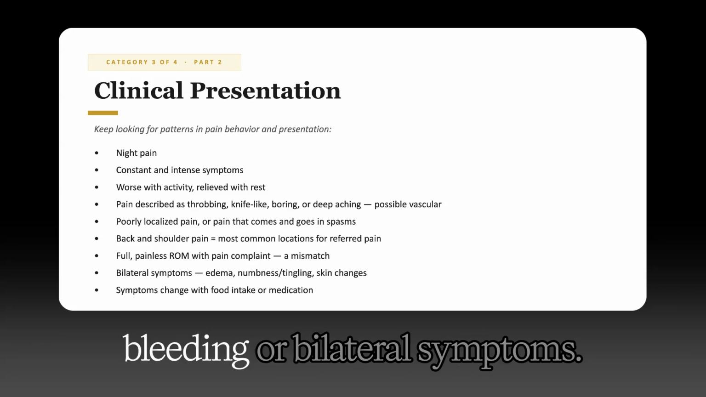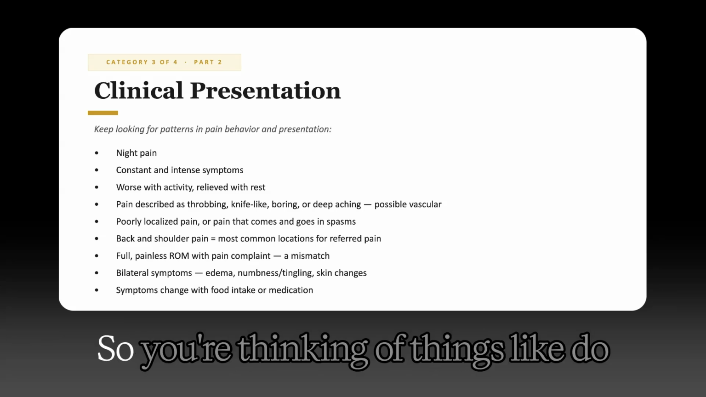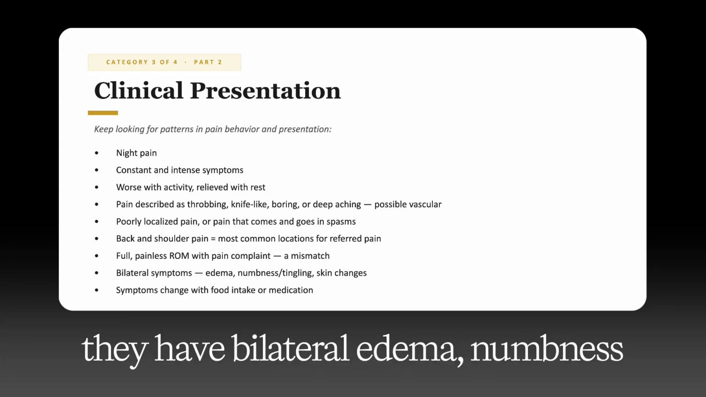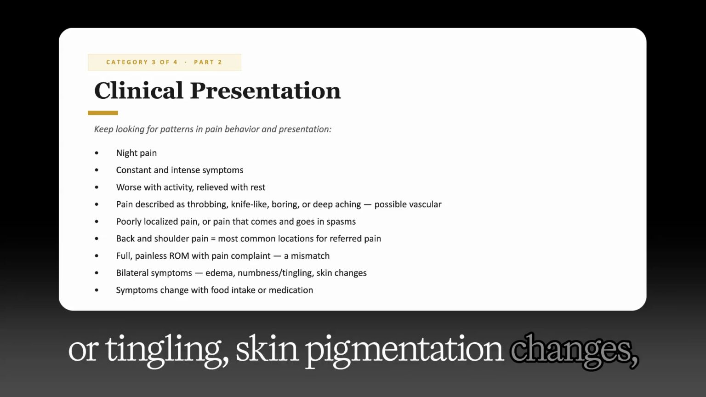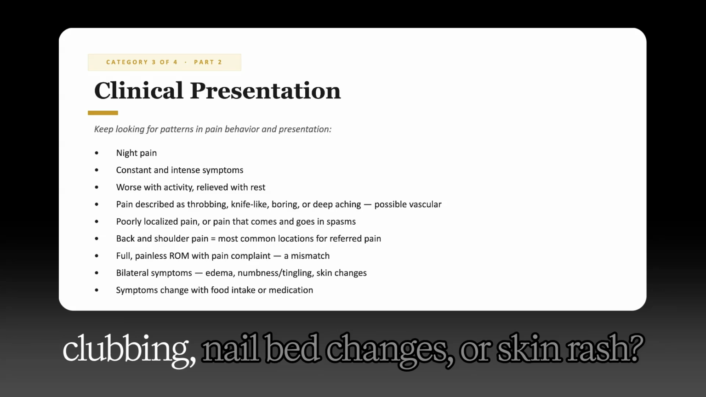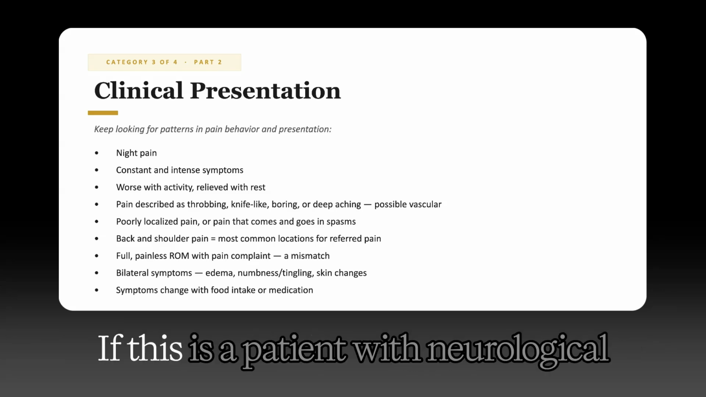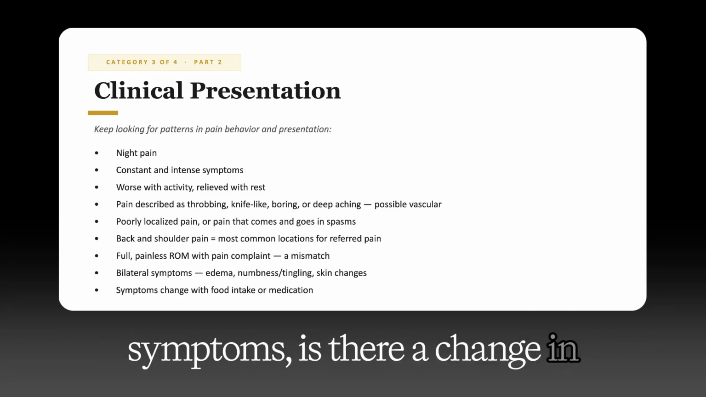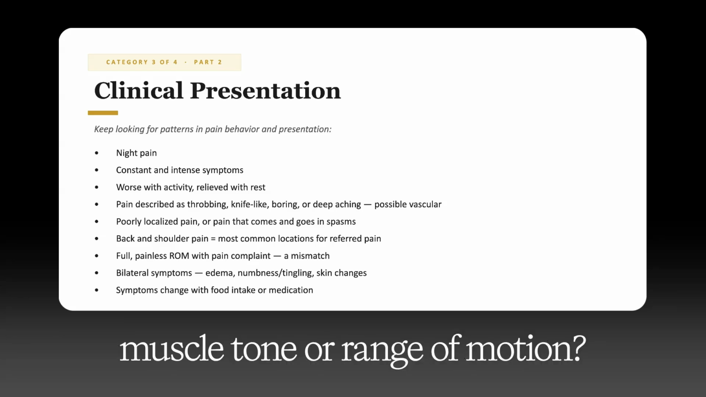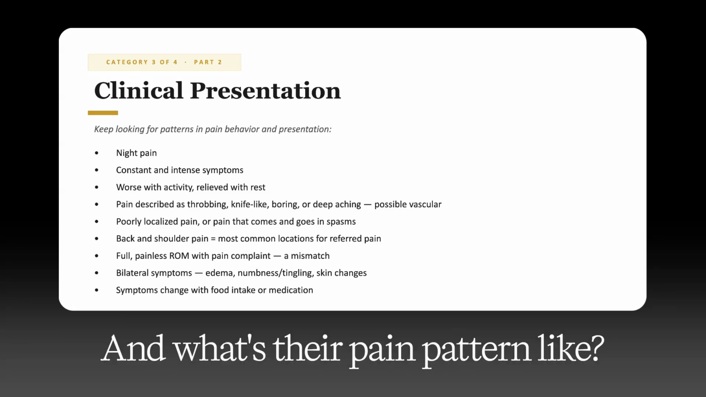Postmenopausal vaginal bleeding or bilateral symptoms. So you're thinking of things like, do they have bilateral edema, numbness or tingling, skin pigmentation changes, clubbing, nail bed changes, or skin rash? If this is a patient with neurological symptoms, is there a change in muscle tone or range of motion? And what's their pain pattern like?